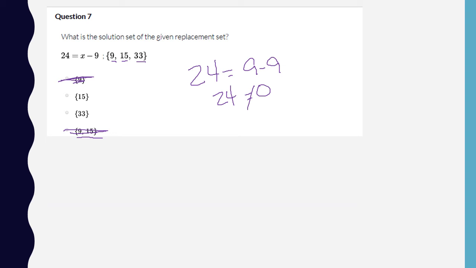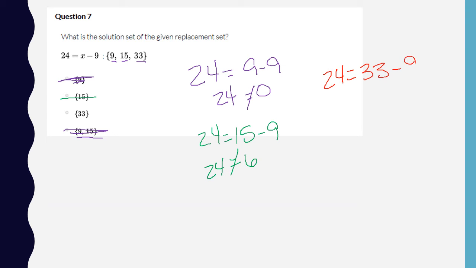Okay, now I can do the second. 24 equals 15 minus 9. 15 minus 9 is 6. 6 does not equal 24, so that can't be it. So I'm going to try my last one. Always want to do the math just to make sure. 33 minus 9, and that is 24. 24 does equal 24, so 33 is my solution.